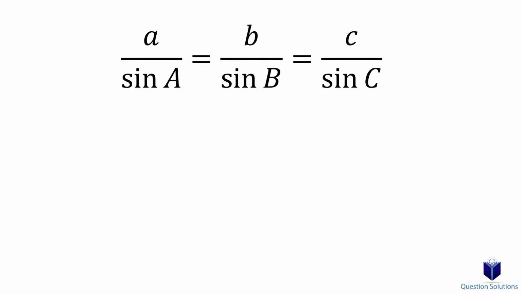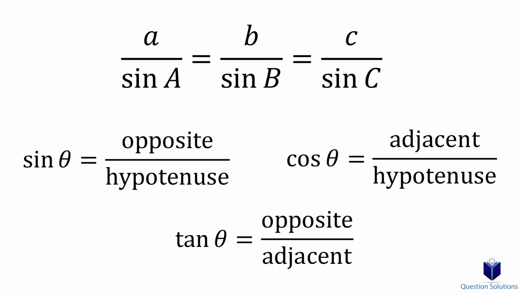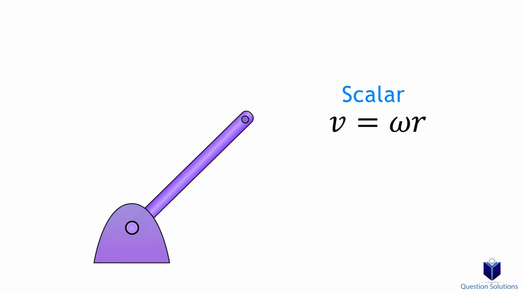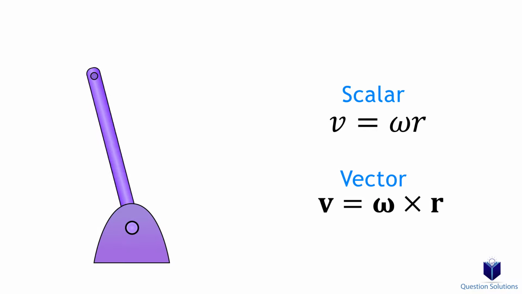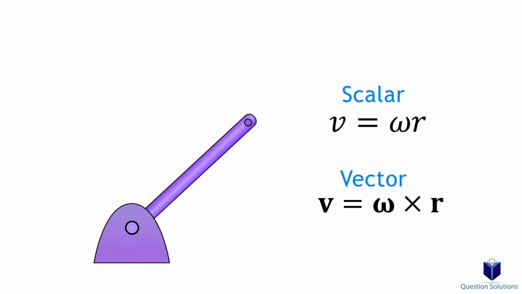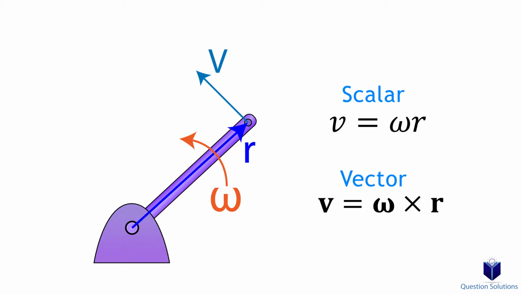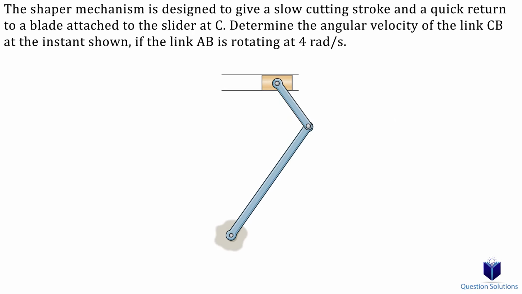For this section, you should remember the law of sines and trigonometric functions. We're going to be using triangles to figure out a lot of the information. You should also remember that velocity at a point can be found using this equation when a body is rotating about a fixed axis. If you need a refresher or don't remember, please check the description. Now let's get started with some examples.